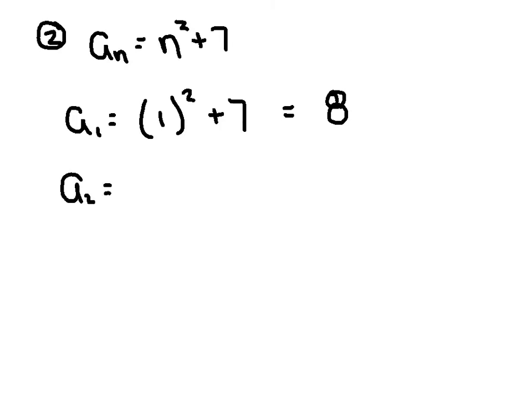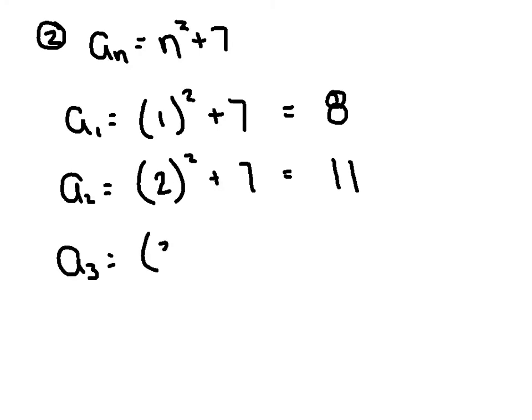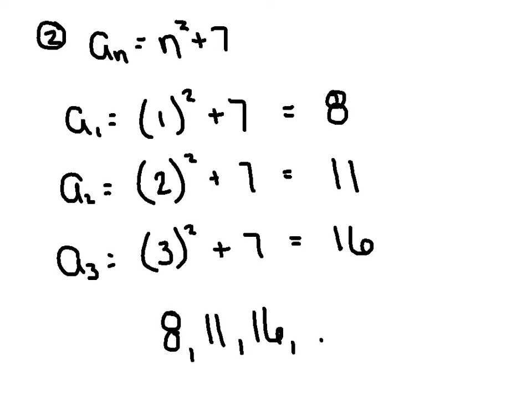A sub 2 represents the second term, and now what we're going to do is substitute a 2 in for n. The number's going to get a little bigger. 4 plus 7 is now 11. And then the third term, a sub 3, substitute the 3. And 9 plus 7 is going to be 16. So our sequence looks like 8, 11, 16, dot, dot, dot. And those are the first three terms.